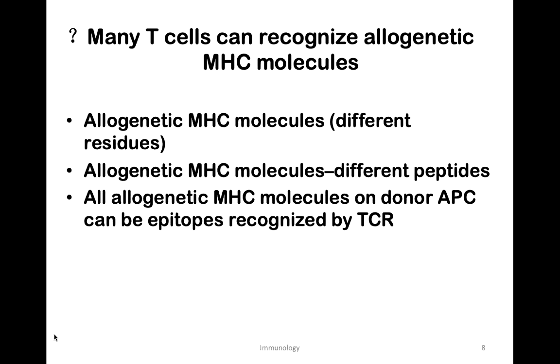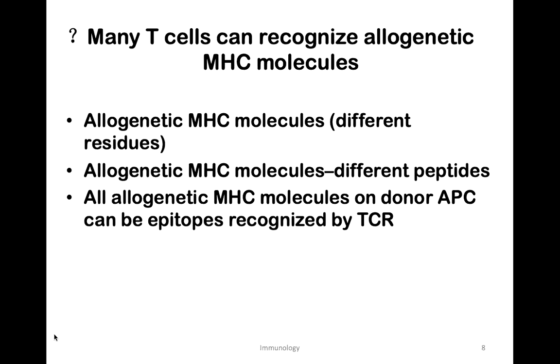So many T cells, as we already discussed, have the ability to recognize allogeneic MHC molecules. Allogeneic MHC molecules have different residues than the recipient MHC molecules. So allogeneic MHC molecules can bind to different peptides, and all allogeneic MHC molecules on donor APCs can be epitopes recognized by the TCR. That forms the basis of rejection.